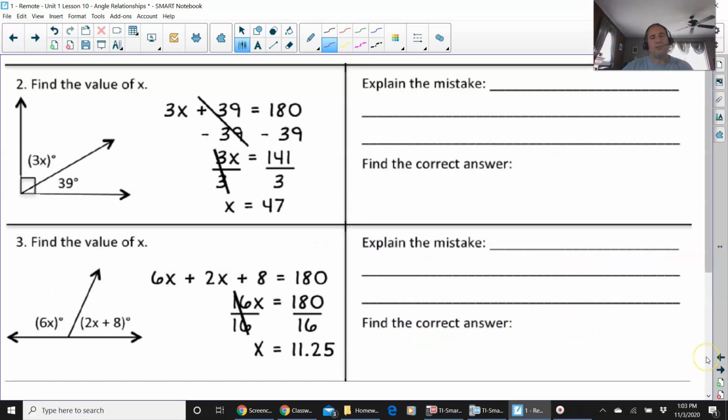Let's go on to numbers 2 and 3. Go ahead and find the mistake. You know there's a mistake. Explain the mistake and then find the correct answer for each one. Press pause and try the problems now.